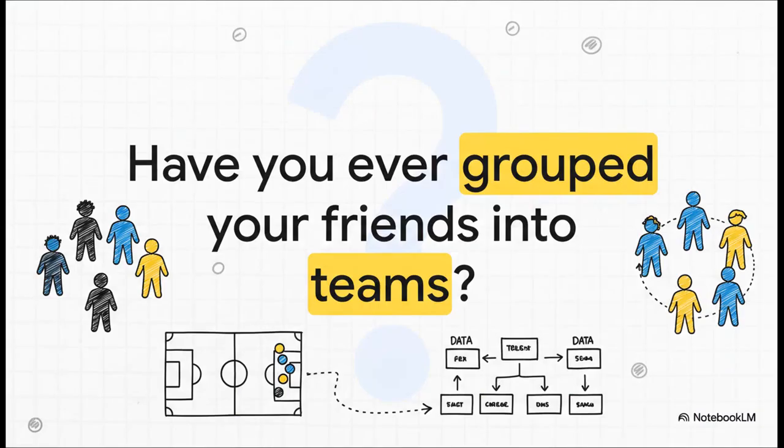Okay, just think about the last time you had to pick teams for, I don't know, a board game, a sport, anything. You weren't just randomly pointing at people, right? You were probably making little calculations in your head, trying to make the teams fair. Well, that same gut feeling, that same intuitive process is what we're about to see an AI do, but with data.